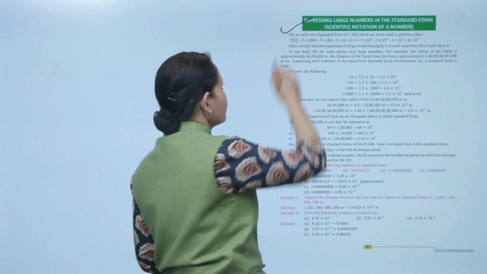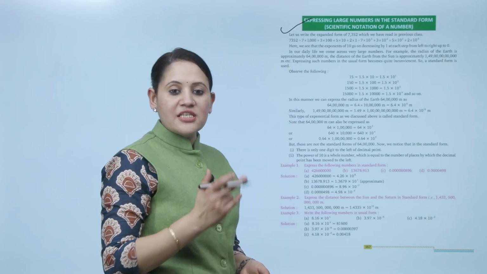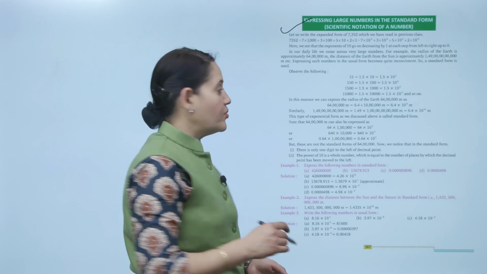Next is expressing large numbers in the standard form. Scientific notation of a number. Let us write the expanded form of 7352, which we have read in the previous class. So what will the expanded form of 7352 be? 7000 plus 300 plus 50 plus 2.